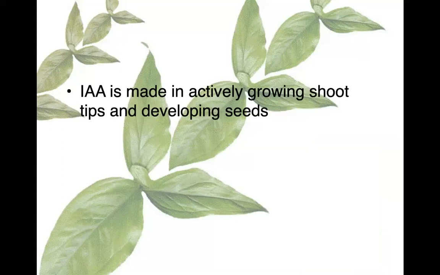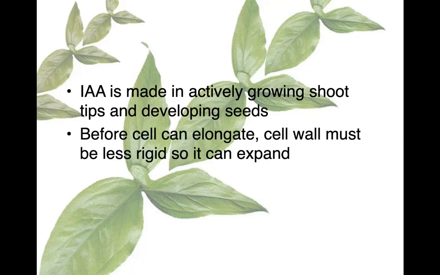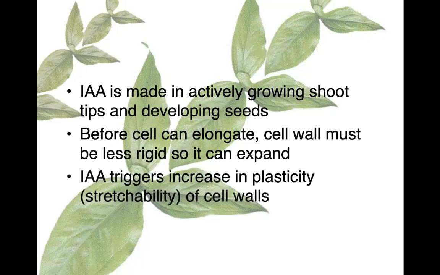Now, because auxins are responsible for cell elongation and shoot and bud growth, they're going to be made in actively growing shoot tips, which will be in the apical meristem, also in developing seeds. Before a cell can elongate, however, the cell wall must be less rigid so it can expand. So IAA, along with increasing cell elongation, shoot and bud growth, and root formation, also increases the plasticity, or the flexibility, of the cell walls.